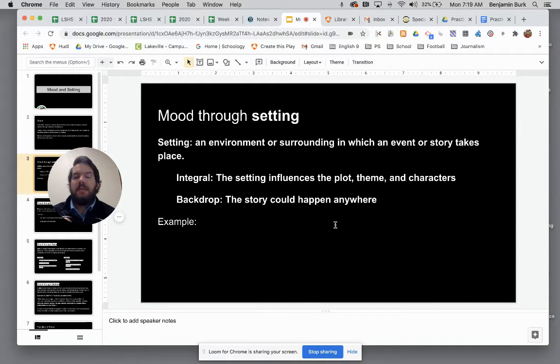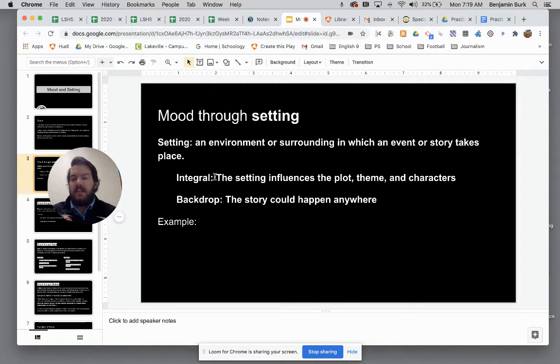We're going to talk about the different ways that mood is created. First of all, mood is created through setting. Setting is the environment or surrounding where the story takes place. You've learned that since you were in first grade. The thing to look at here is the difference between the integral setting and the backdrop setting. If the setting is integral to the story, it influences the plot, theme, and characters.